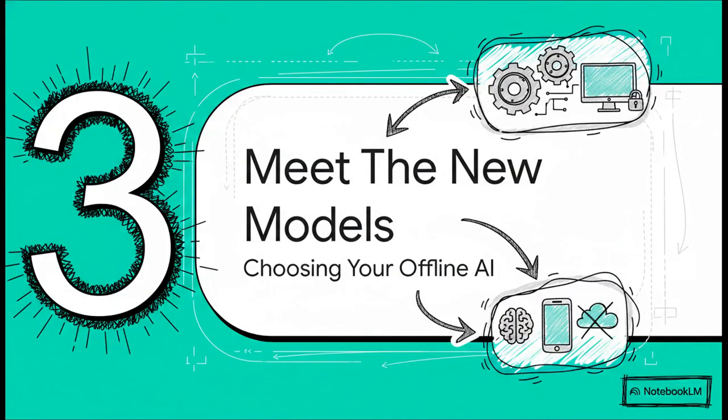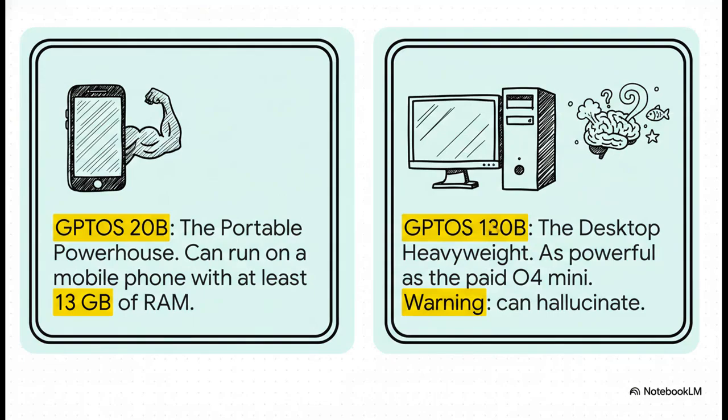Okay, so you're at step 3, and you've got a choice to make between two different models. So which one is the right offline AI for you? What are your needs? Let's take a look. So here are your two options. On the left, you've got GPTOS 20B, which they're calling the portable powerhouse. It's light enough to run on a smartphone. You just need at least 13 gigs of RAM.